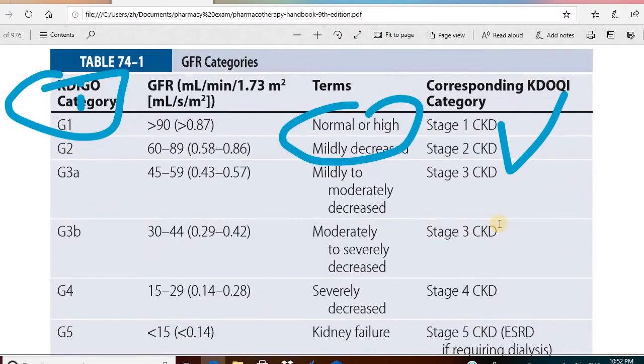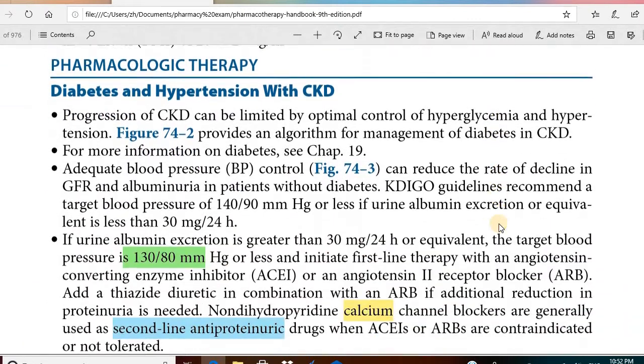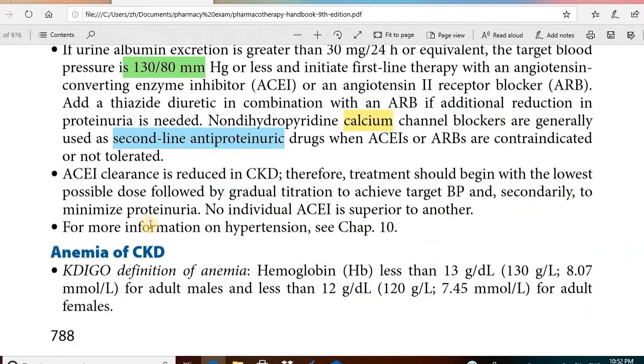Anemia. Slowly. This is the anemia of CKD. So chronic kidney disease makes this condition.